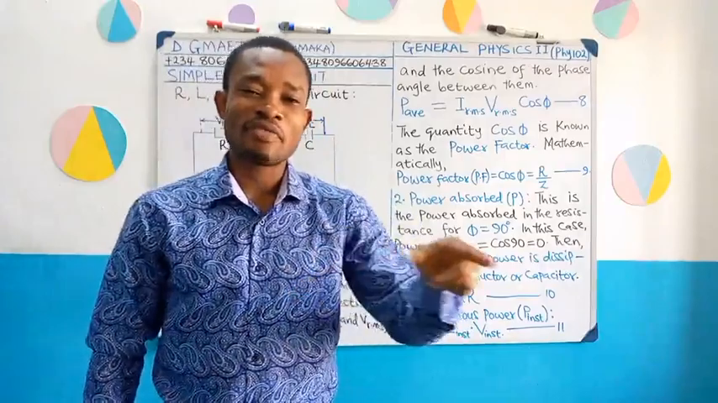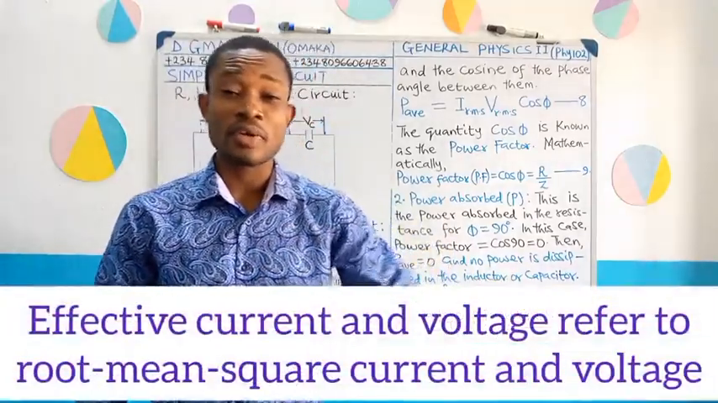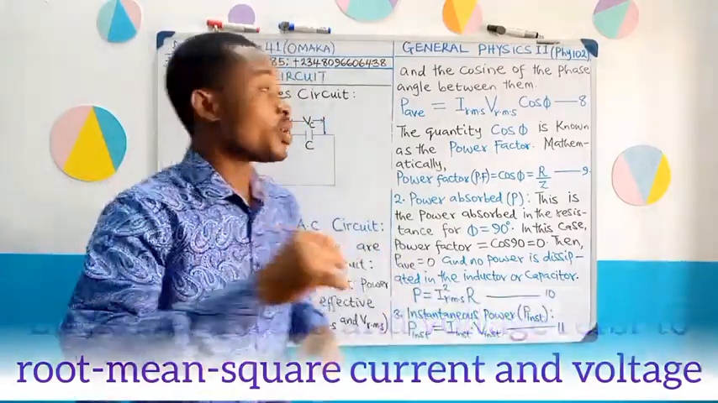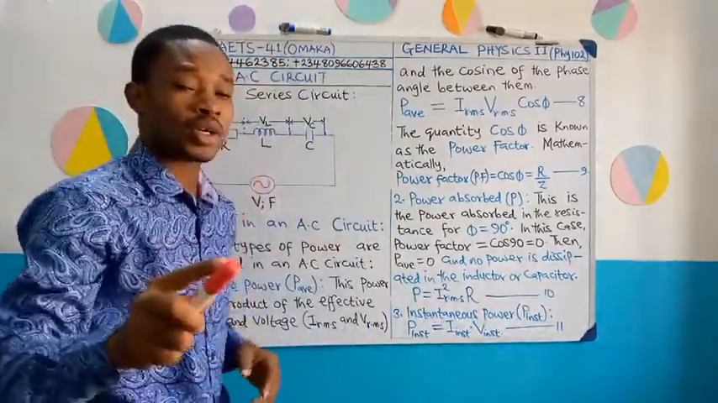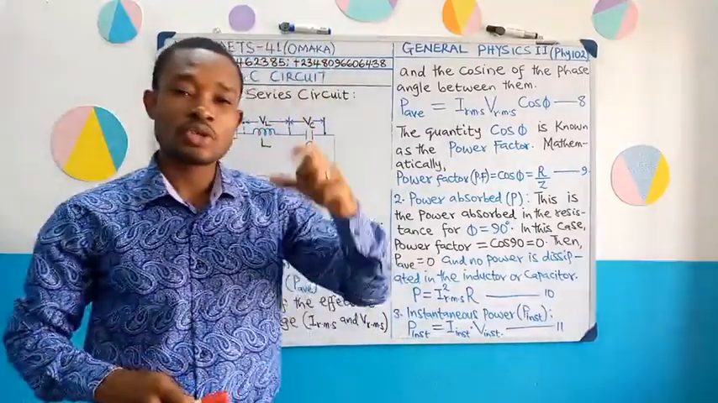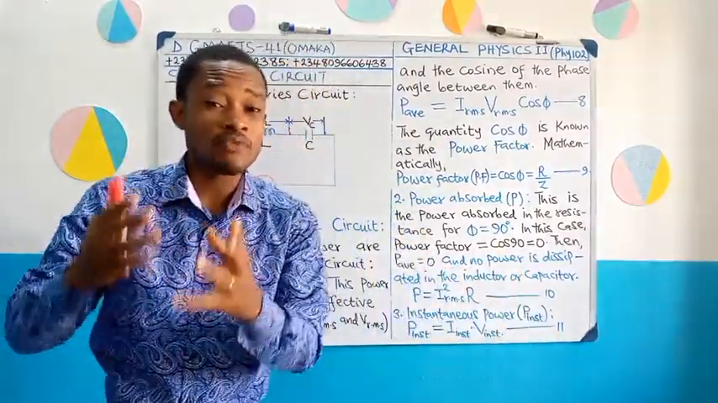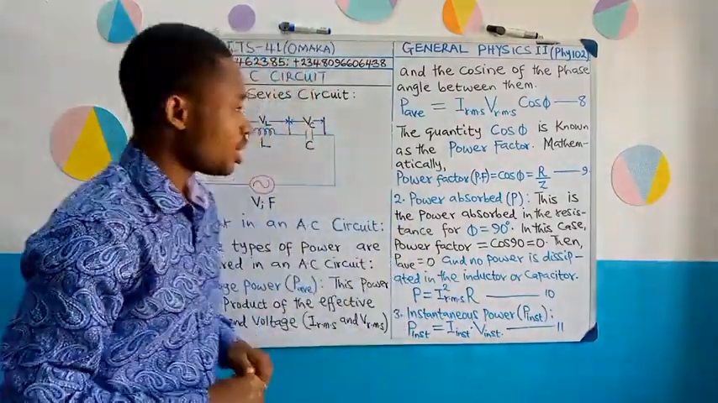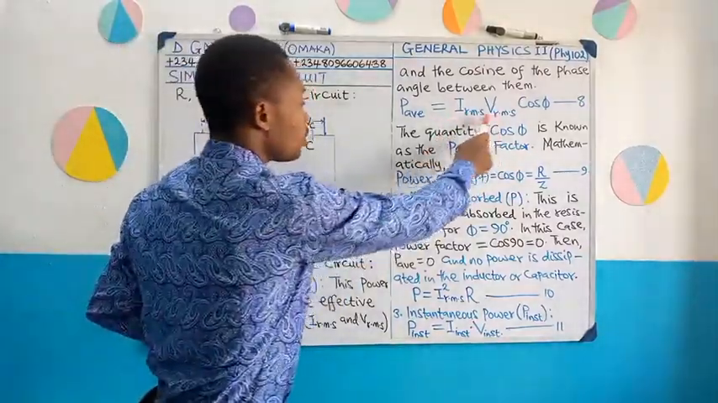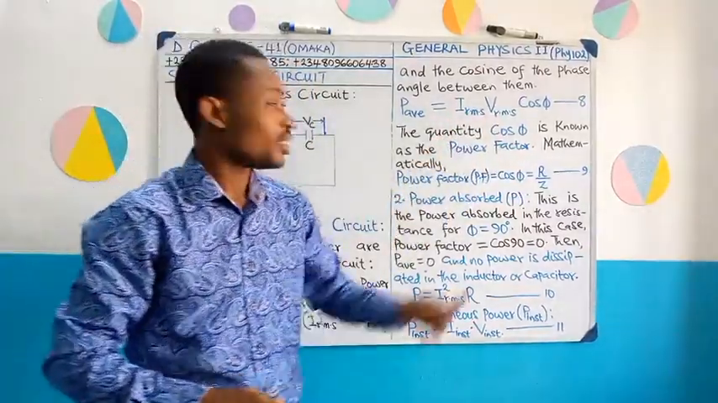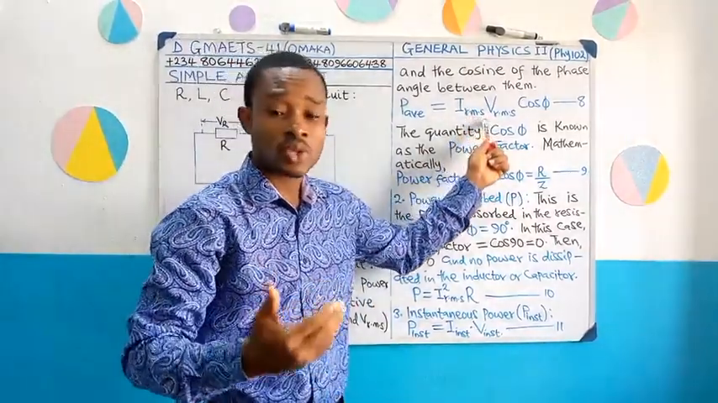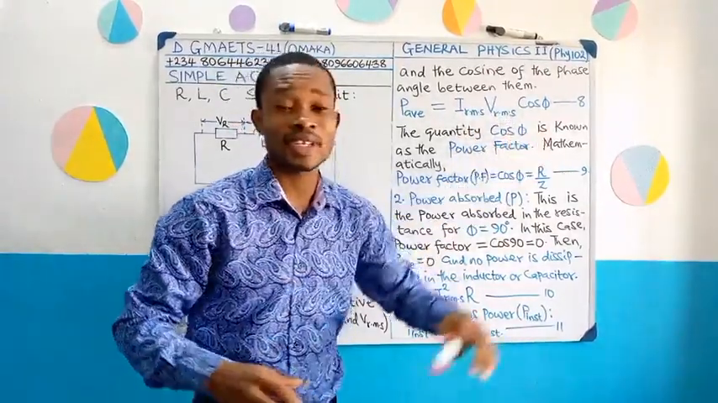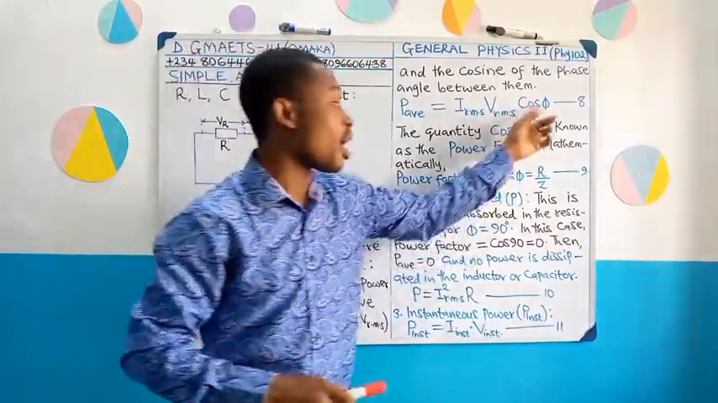Remember, talking about effective current and voltage, you're referring to what? The root mean square current and voltage. So it simply means that average power in an AC circuit is equal to root mean square current times root mean square voltage times cosine of the angle between them. Equation 8 on the board here gives us the formula of the average power. Consider I RMS, that's root mean square current, times V RMS, which is root mean square voltage, multiplied by the cosine of the phase angle phi between them.